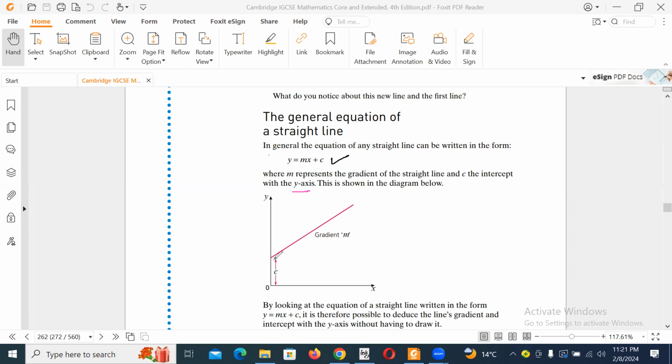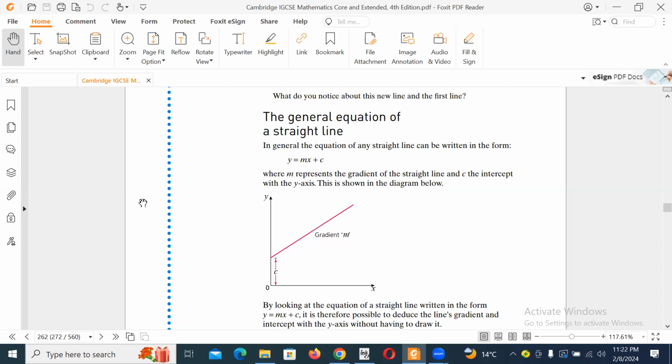This is shown in the diagram. So this point is c, and basically the gradient is equal to the distance of y coordinates divided by the distance of x coordinates. It means this is the vertical distance, this is the horizontal. So y over x, or y2 minus y1 over x2 minus x1. We will see this straight away in the questions.